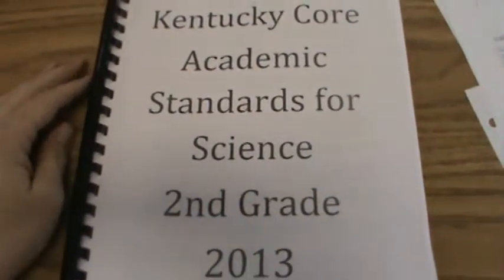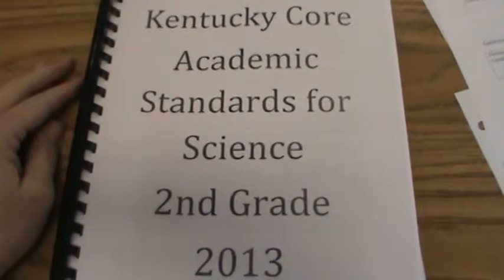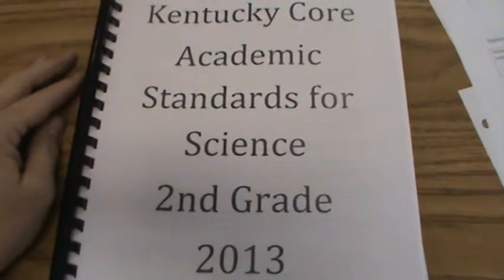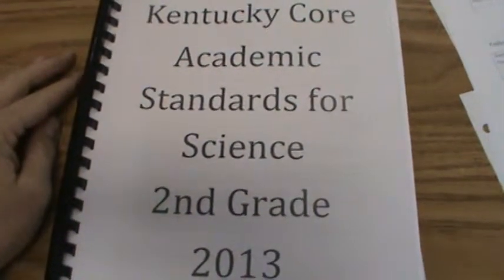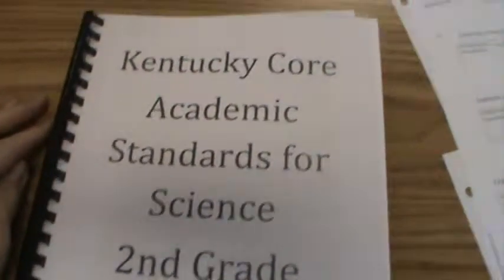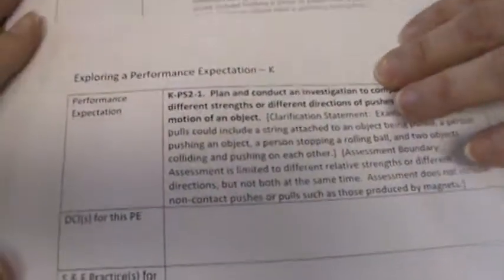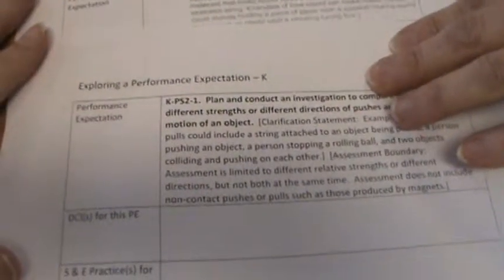For this next activity, you'll again need your Kentucky Core Academic Standards for Science. We're going to be exploring a performance expectation. Your school coach has given you documents entitled Exploring a Performance Expectation. There's one for each grade level, K through 6.